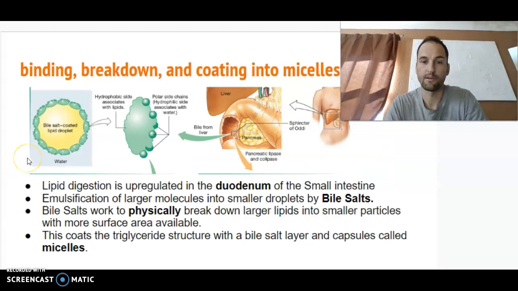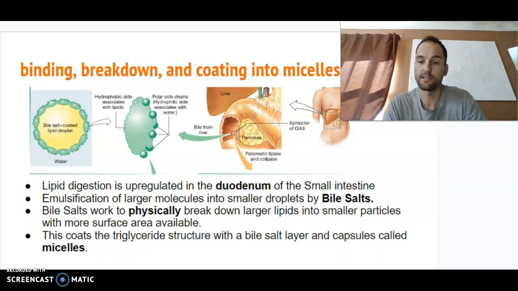So now we're going to talk about the binding, breakdown, and coating of lipids into micelles. Once out of the stomach, fats are much more easily digested due to the emulsification, or physical breakdown, of larger triglyceride molecules into smaller droplet molecules in the small intestine. It's important to note that the first step is only a physical breakdown and not a chemical or enzymatic breakdown.